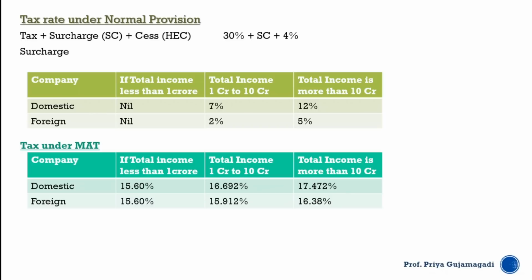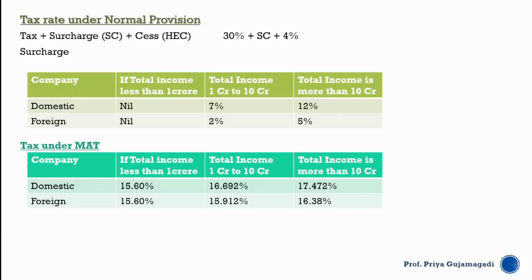If in case in the question they have given you the percentage, whatever percentage they have given, calculate the tax on that only. If in case they have not given it, then only you take it as: if it is less than 1 crore 15.60, 1 crore to 10 crore 16.692, and more than 10 crore 17.472.